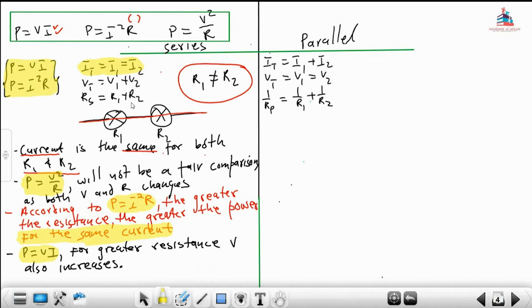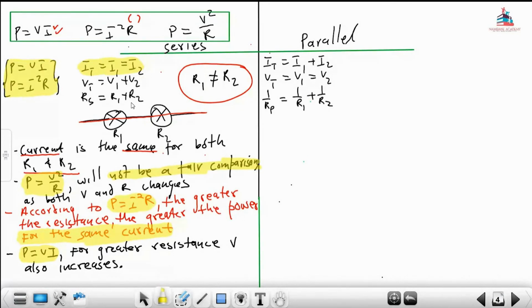So once we have identified that, believe you me, everything will be easy and everything will be explained here, such that we understand that the current is the same for both R1 and R2, but now P is equals to V squared over R will not be a fair comparison, as now both V and R change.